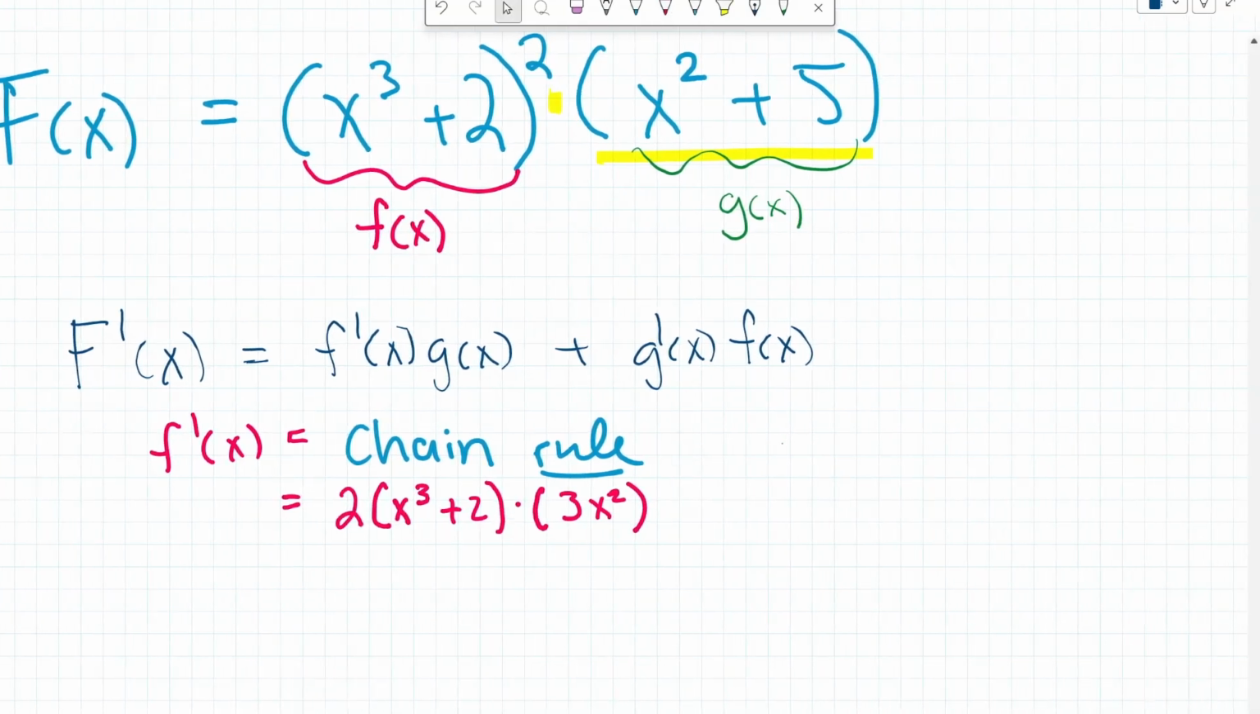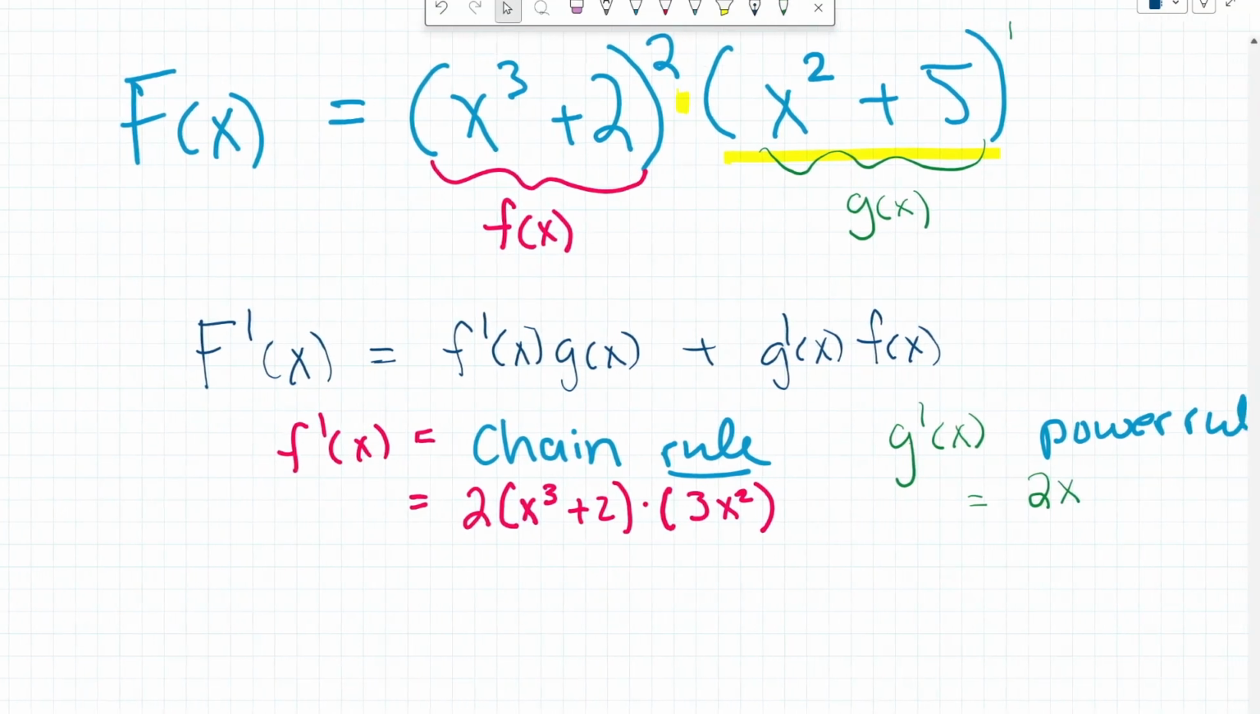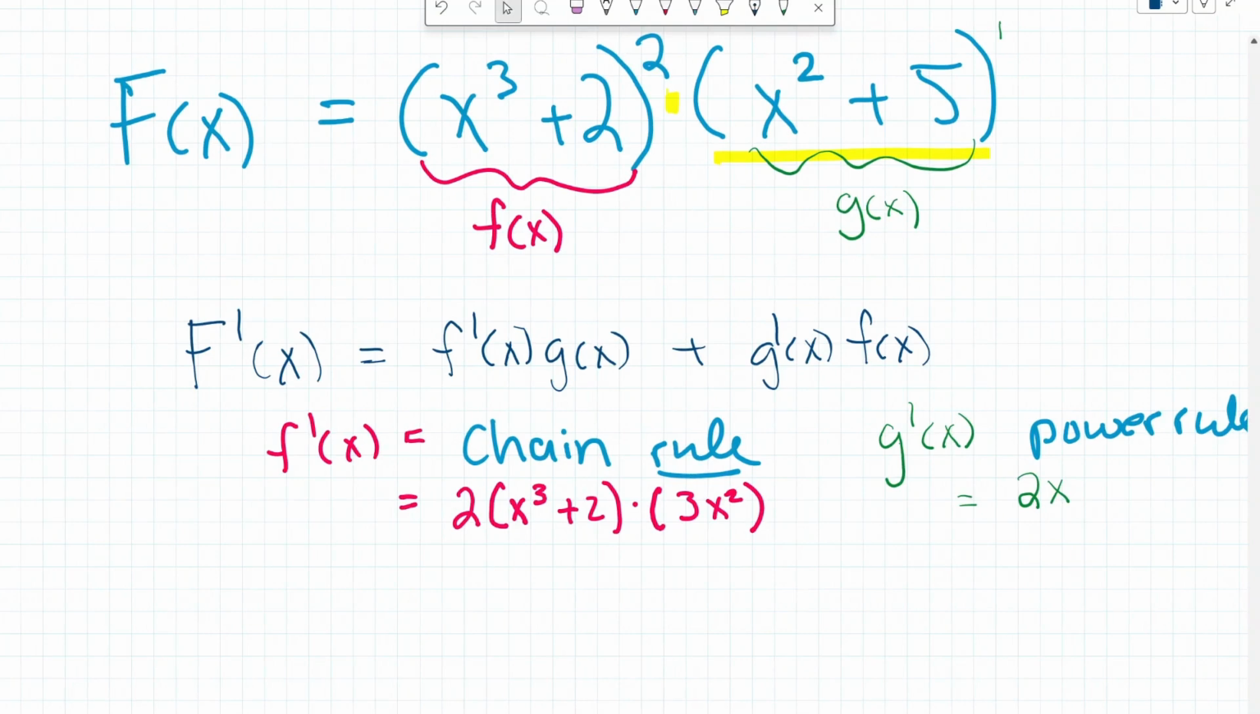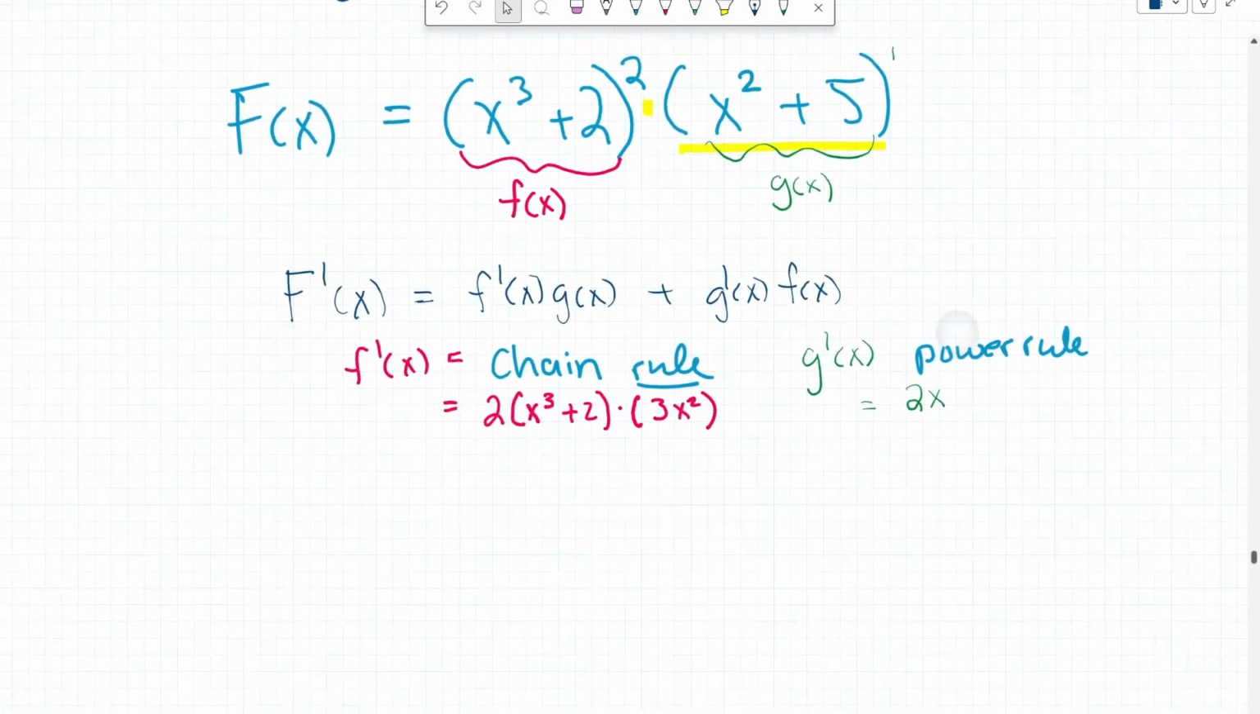Okay, let's go over and solve our g prime. So here we can see this is to the power of 1, so we don't have to apply chain rule here. We just need to apply simply the power rule, which we also learned before. So applying the power rule, we just get that g prime equals 2x. Amazing. So that means that we have all the necessary components right now to solve for our final derivative.